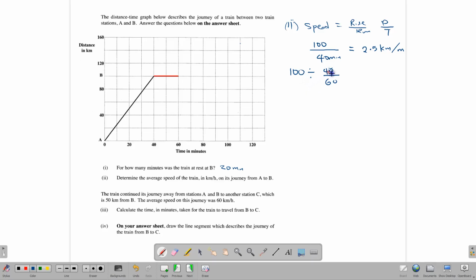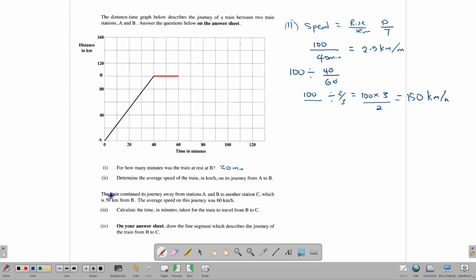So we're going to do it this way. We can do a simple division here, which means we're going to divide 100 by 2/3, which means that we're going to have 100 times 3 over 2. And that gives us 150 kilometers per hour. So it's very easy to make that mistake, to just divide the distance traveled here by the time. But pay attention, notice that the question wants it in kilometers per hour and not kilometers per minute.